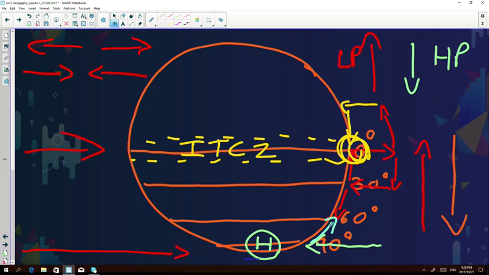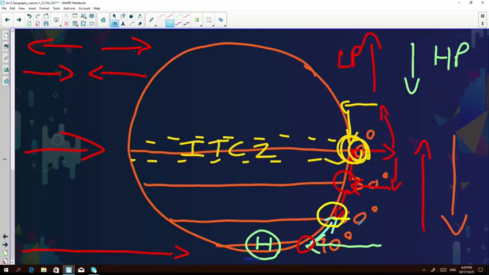Now, please pay special attention to the 60-degree latitude. There's divergence taking place over there and divergence taking place over here. Now, what happens over here, Gr12? Convergence. But look what happens over here. From the one side, we have cold air coming in. From the other side, we have warm air coming in.